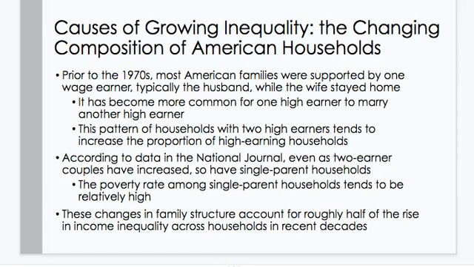Causes of growing inequality: the changing composition of American households. Prior to the 1970s, most American families were supported by one wage earner, typically the husband, while the wife stayed at home. It has become more common for one high earner to marry another high earner. This pattern of households with 2 high earners tends to increase the proportion of high-earning households. According to data in the National Journal, even as 2-earner couples have increased, so have single-parent households.